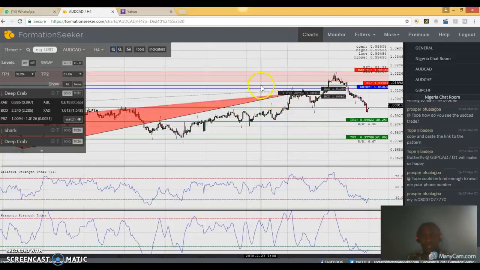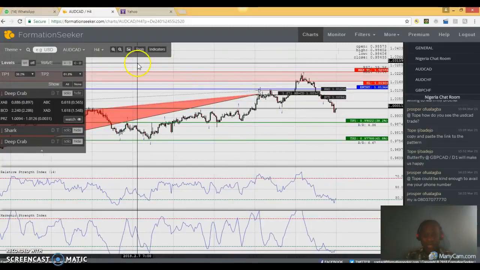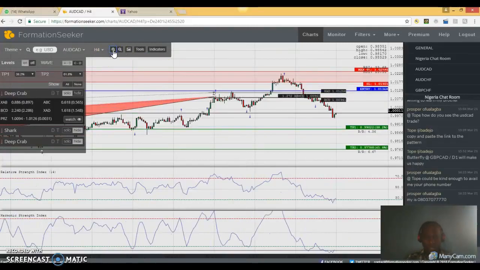You see, Formation Seeker gave us our terminal bar here. Let's make it bigger so that you can see the terminal bar. This is the terminal bar, the candle that is whitish in color. You can call it whatever shade of white you would want to.